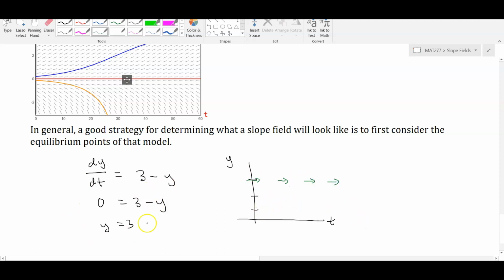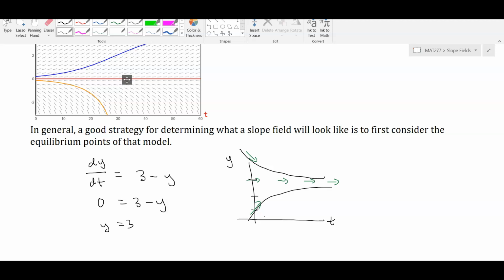And now, because this is autonomous, we know that it doesn't depend on t, so t will not influence the rate of change. But when y is bigger than 3, then that's going to give me 3 minus a bigger number, which is going to give me negative slopes here, and when y is less than 3, positive slopes here. So that kind of already gives me some insight into what I should be observing, something similar to this. So first start off with those equilibrium points, even if there are some. A lot of times there aren't any equilibrium points, but at least it gives you an idea of what's going on. So that's it for this video on slope fields.